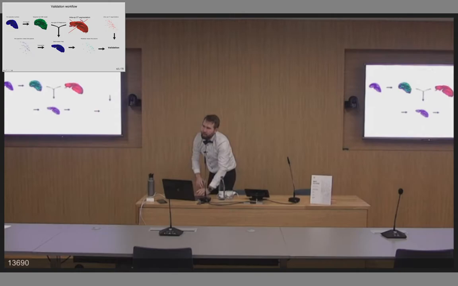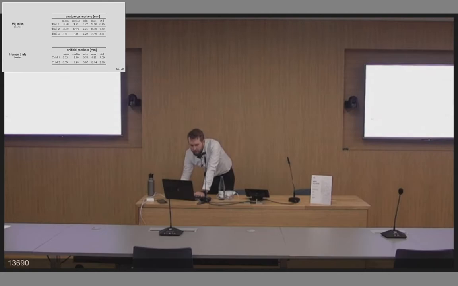So this is about the same as if we were reconstructing perfectly the whole surface of the organ. So we've tried that. We got much better results for both the pig and the human trials. Now we still have almost 2 centimeters for trial two for the pig simulations, with a maximum of almost 4 centimeters here. So these are still big errors. So where are they coming from, right?